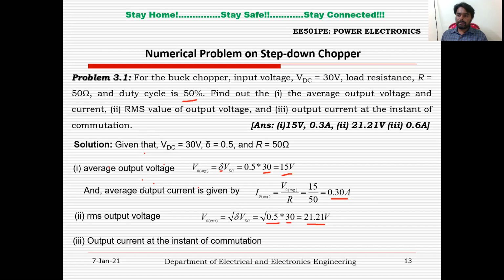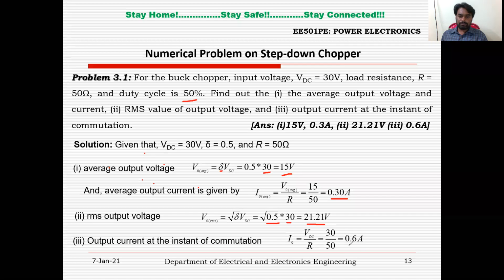And the output current at the instant of commutation: at the moment you commutate the chopper, you will get the voltage across the load as 30. So 30 volts divided by 50 ohms will give the current. So this is the current at the moment of commutation, right?